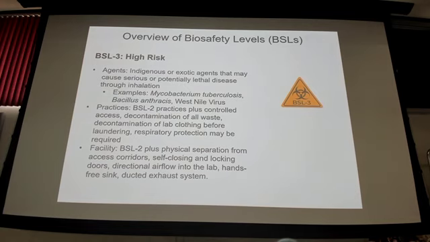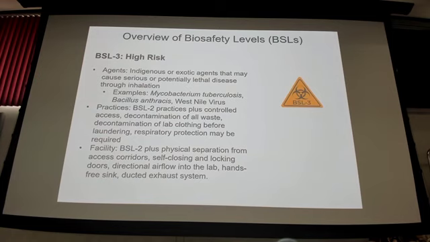So in addition to BSL-2 practices, we would have decontamination of all waste. You don't just throw it in the garbage. You have to decontaminate before you even put it in there. You don't just launder your lab clothing. There's special decontamination. If you can use disposable lab coats, that's a good idea instead of cloth lab coats.